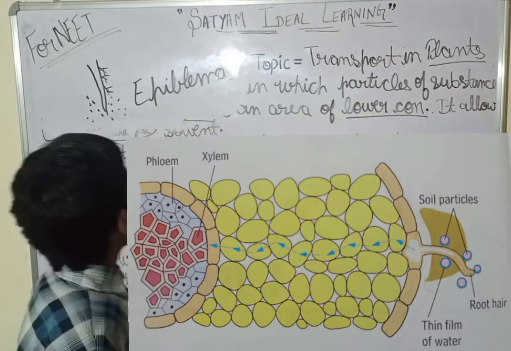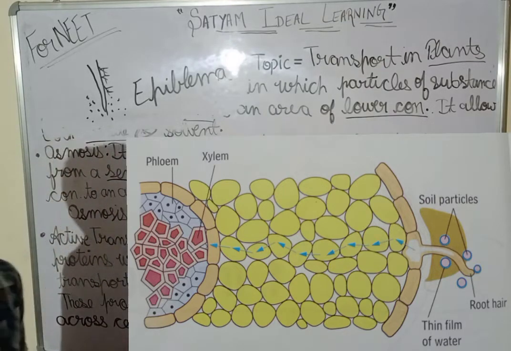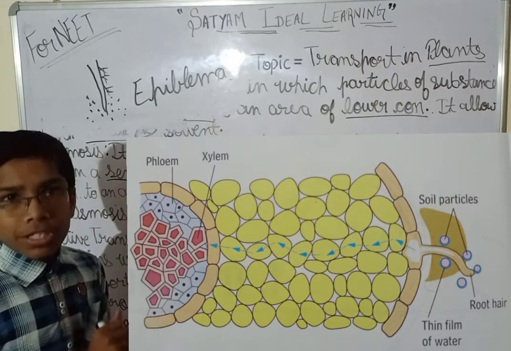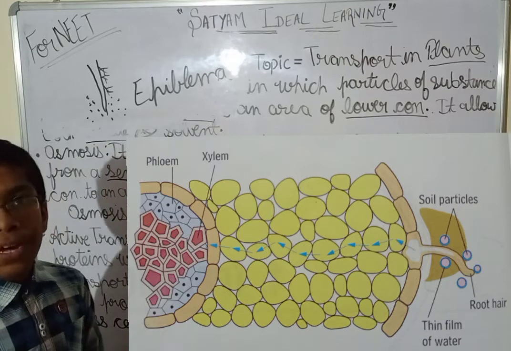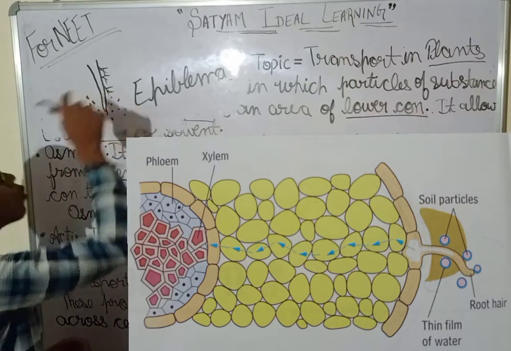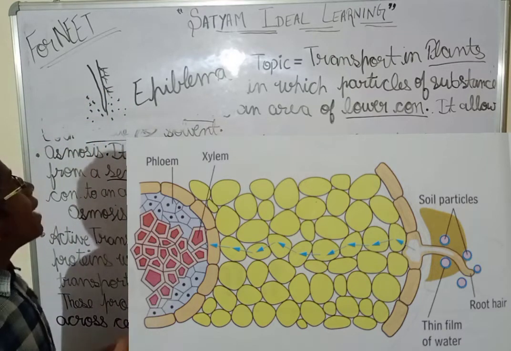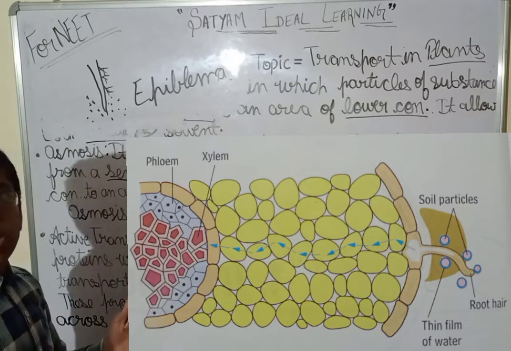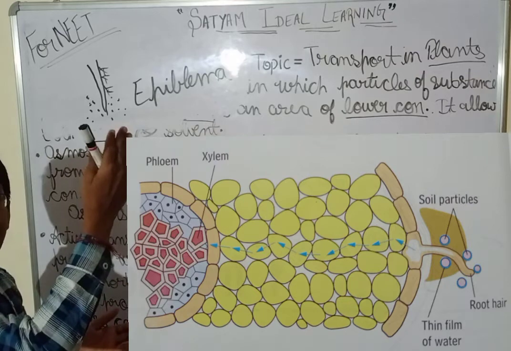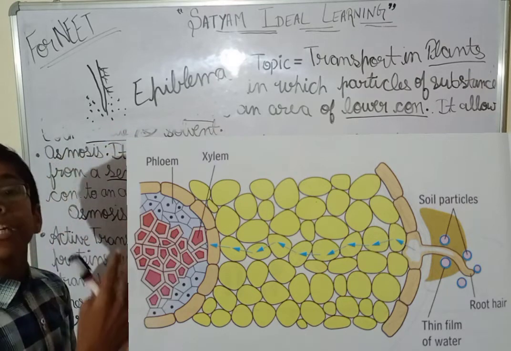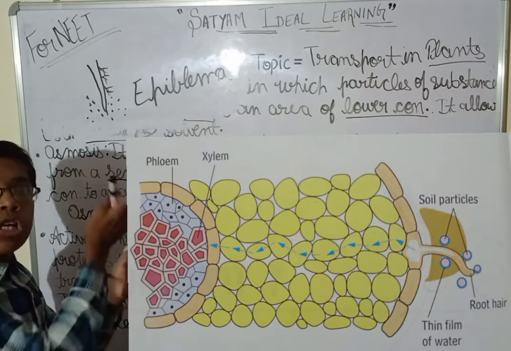And there will be cell to cell osmosis. After the water with dissolved minerals has moved inside the root hair from an area of high concentration to an area of low concentration, then it will move upward through the root tissues by cell to cell osmosis.